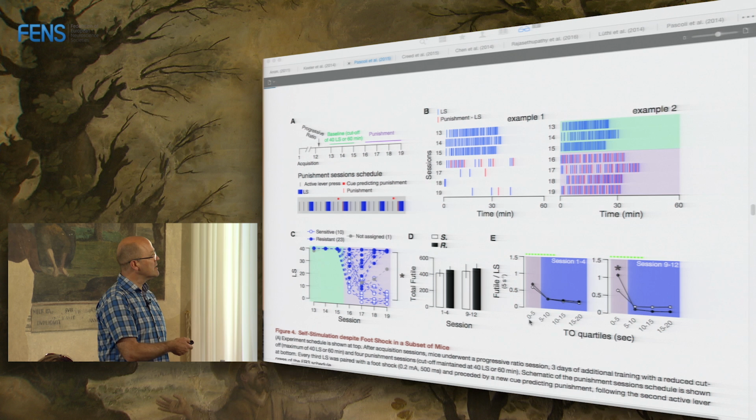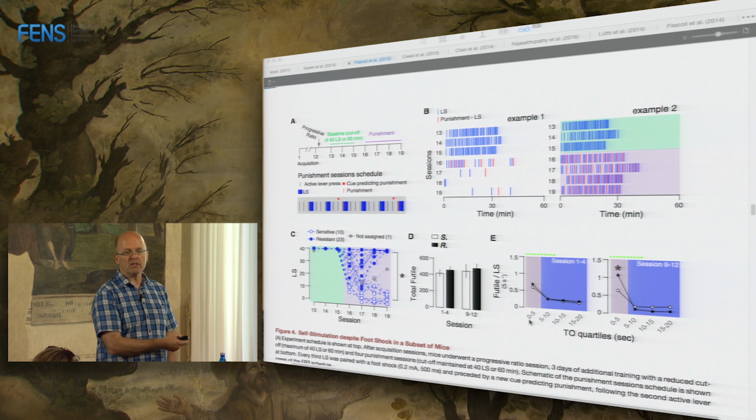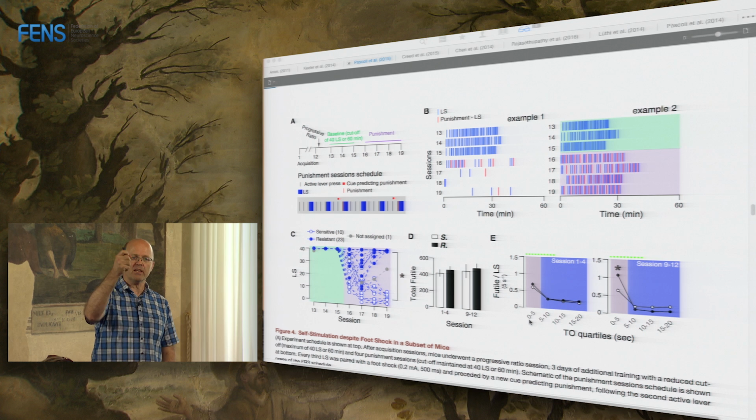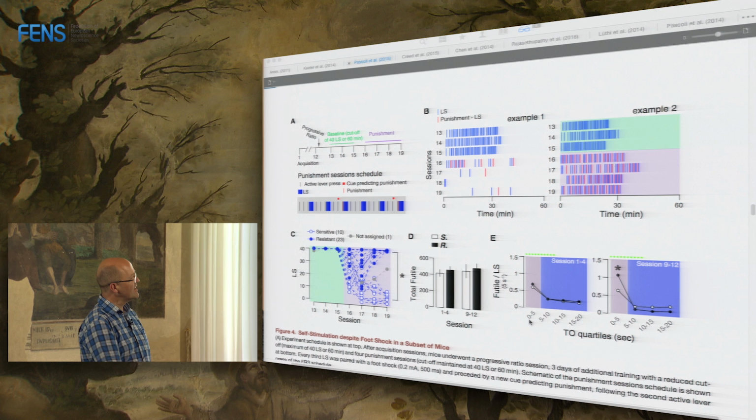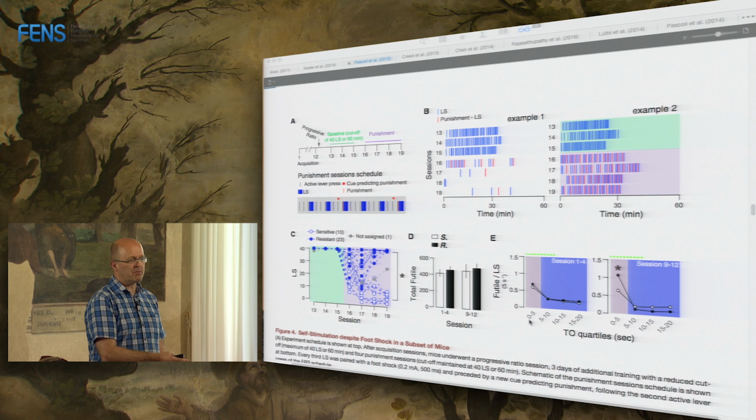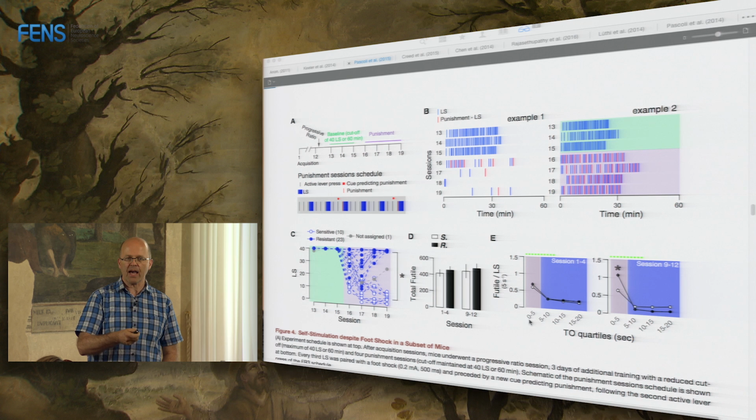If this mouse is highly motivated for laser stimulation, they get to the maximum right after 30 minutes. Then we introduce the punishment, these are the red ticks here, and what does the mouse do? It stops, right? That's good. Punish someone, they don't do what they're punished for. This is what punishment is for. And this mouse here continues unabated. There's absolutely no effect of the punishment. Sometimes that happens too, right?